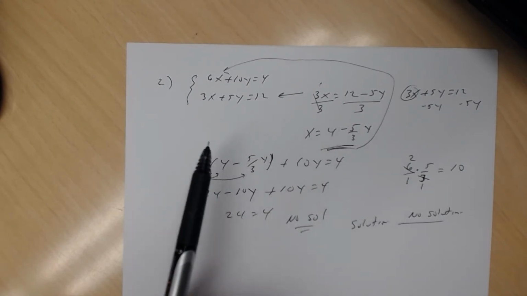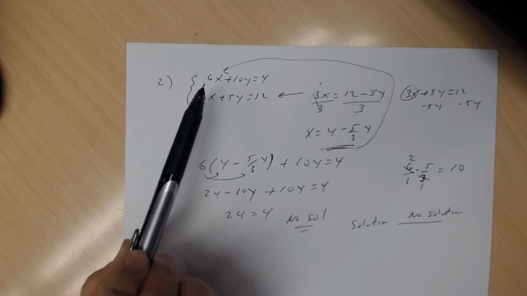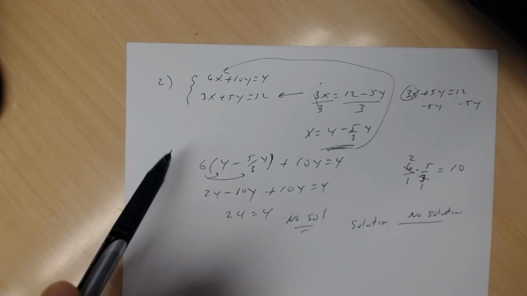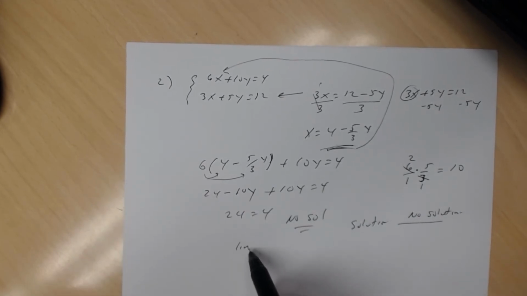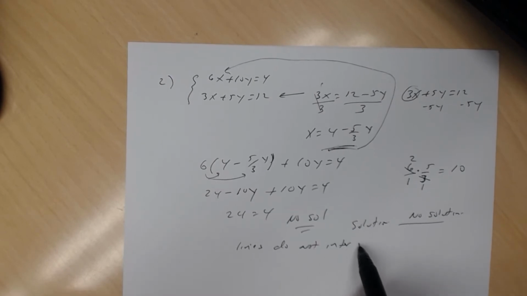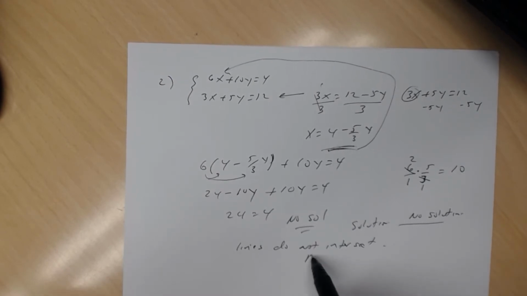Now what that means is that if you were to graph this, and you graphed this in a previous lesson, these two lines would be parallel. They do not intersect. That's what that means. The lines do not intersect. So they're parallel. All right, so that was number 2.